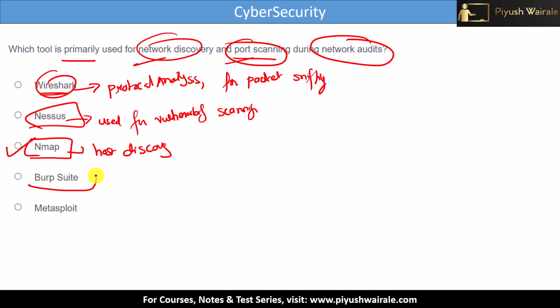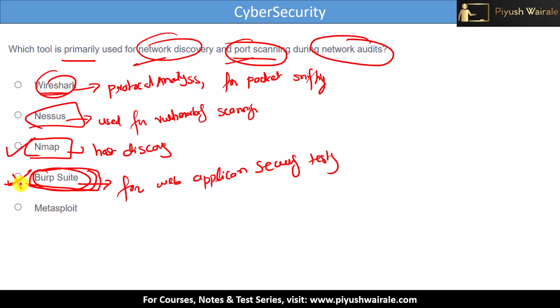Yes. What about Burp Suite? Very important terminology. What is this Burp Suite? For which purpose do we use this? It is used for web application security testing. So kindly remember this particular terminology, Burp Suite. It is used for web application security testing here.